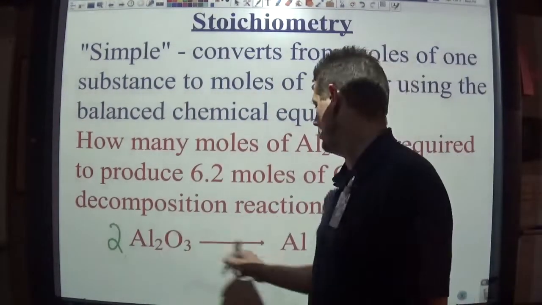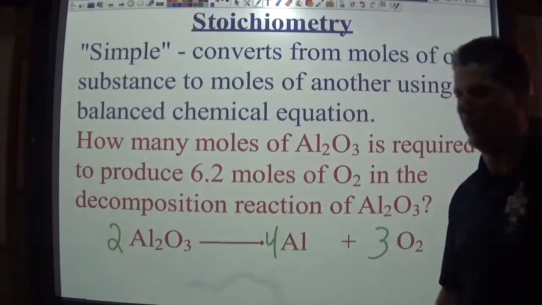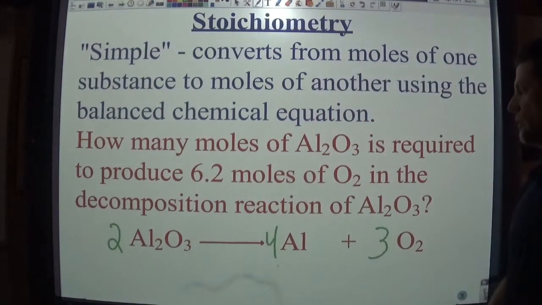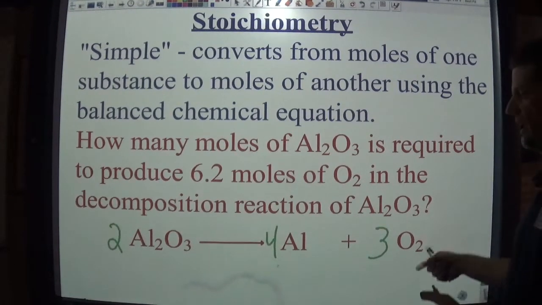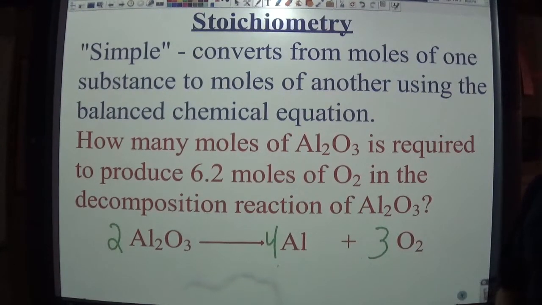But now I have 4 aluminums. Well, that's easy enough with a 4 there. This is the balanced chemical equation, right? 2 aluminum oxides, 4 aluminums, 3 oxygens. That's the easiest, simplest way we can reduce this down with whole numbers.